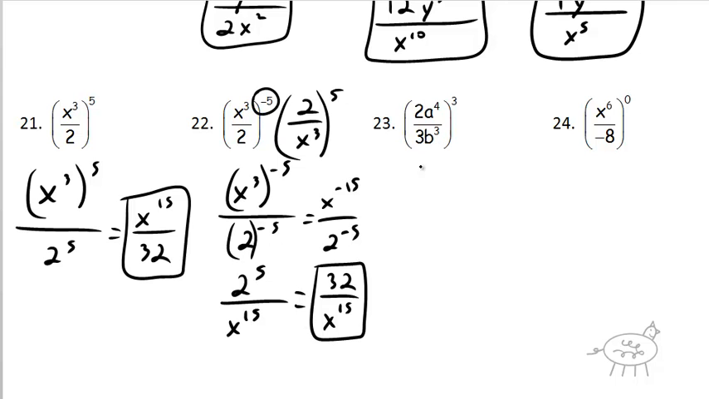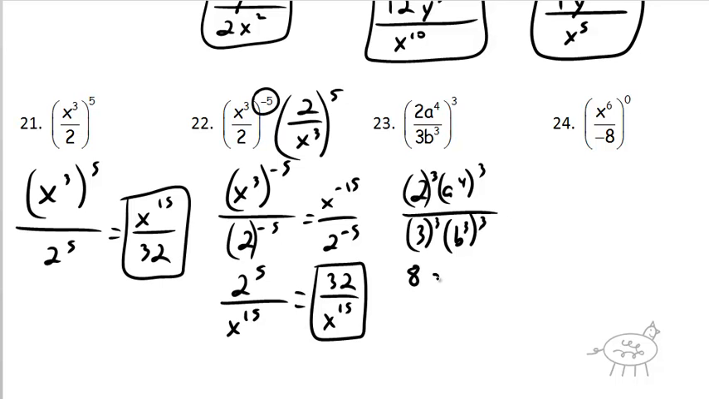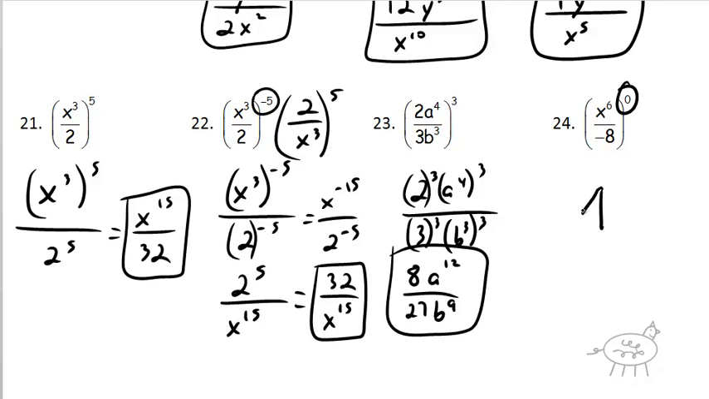Nothing to cancel out inside there, so it's basically 2 to the third power, a to the fourth power cubed over 3 cubed, and parentheses around that too, and b cubed cubed. So 2 cubed is 8, a to the 12th over 27, that's 3 cubed, b to the 9th. And that's your answer. There's no battle here. Okay, and what's the last one? Oh, there it is, to the 0 power, so that means the answer is 1.